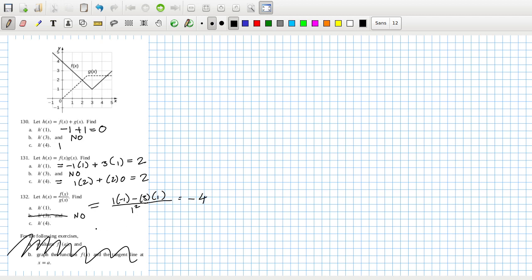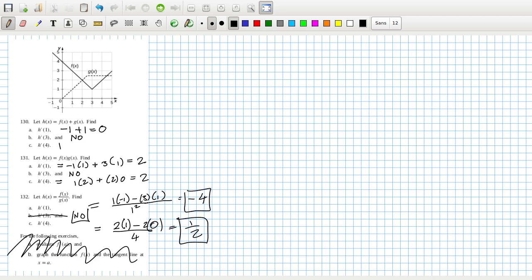And then at 4, so it's again the bottom squared. So that's g of 4, which is 2, squared is 4. And then the bottom, which is 2, times the derivative of the top. So that's f of 4, that derivative, which is 1, minus the top, f of 4, which is 2, times the derivative of the bottom. So that's a 0. So that's a half. A half minus 4 there.